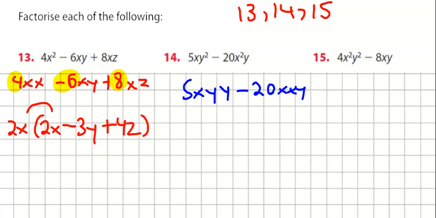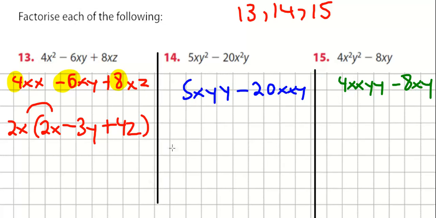20xxy. And the other one is 4xxyy minus 8xy. Two separate questions. Okay. What number divides into 20 and 5? 5. What letters do they have in common? One x and one y. So take out an x and a y from each one. So we all get 5xy, do we? And then what's left over? Just a y.